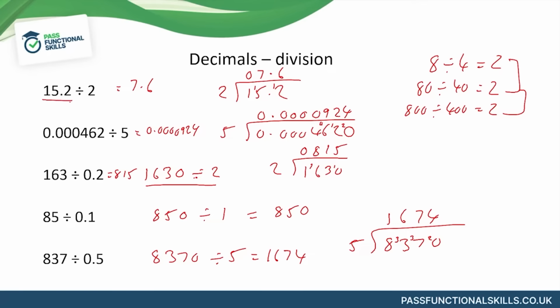So dividing a decimal by a whole number, easy peasy, but dividing by a decimal is a bit of a problem. So just remember, multiply both numbers by 10 and you get rid of that nasty decimal.